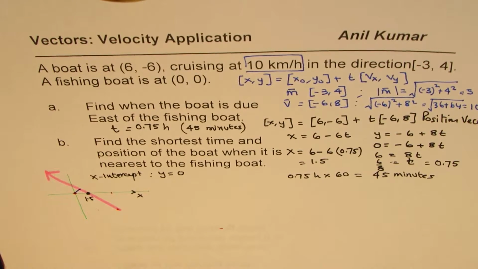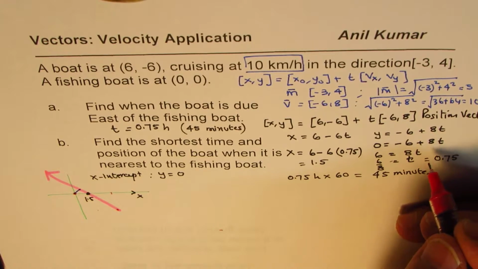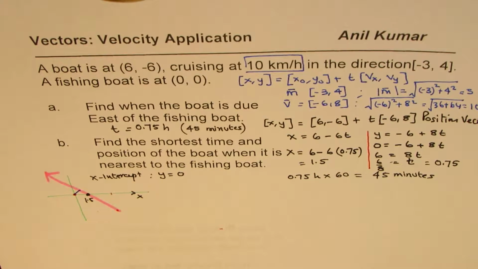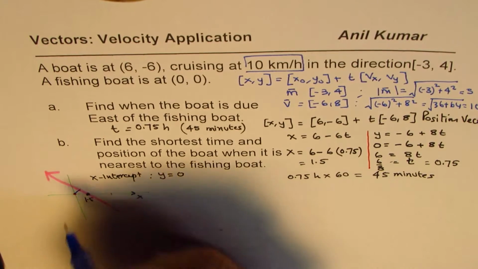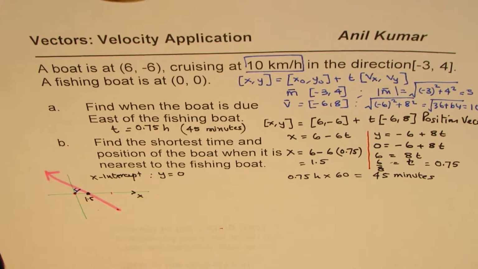Okay, so that's the first part. We are trying to solve two different equations. Here is the solution. Part B: find the shortest time and position of the boat when it is nearest to the fishing boat. That means at this point, they will be at right angles. That is the key to answer this question.